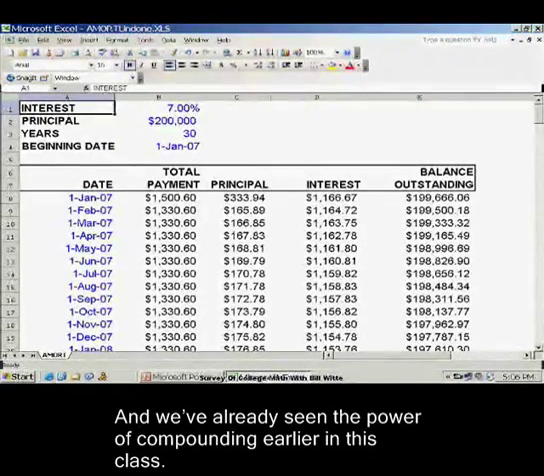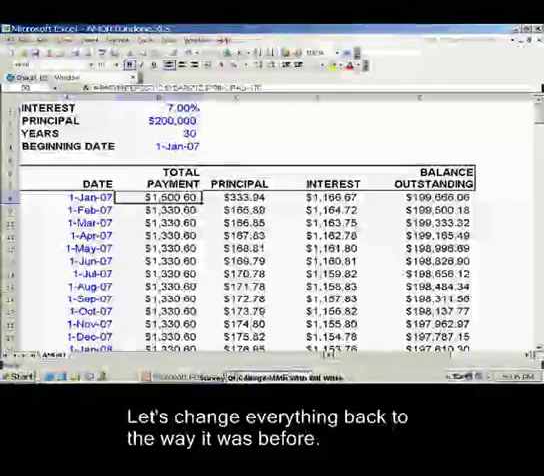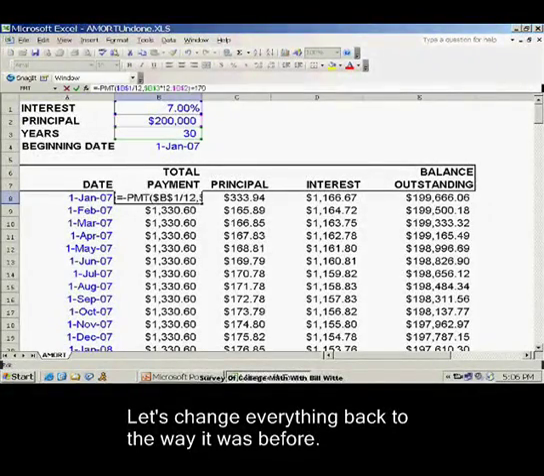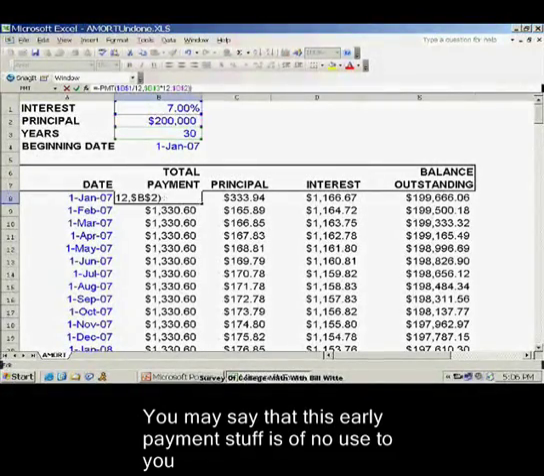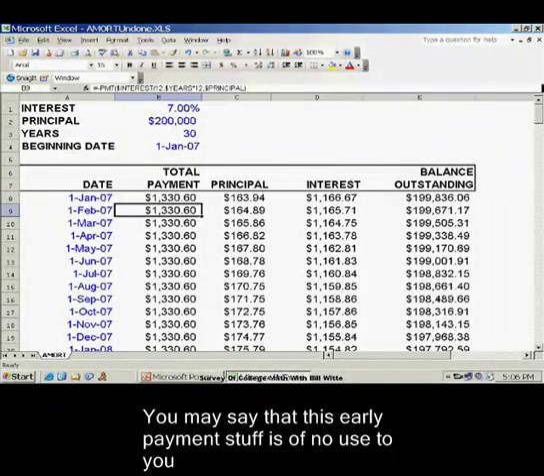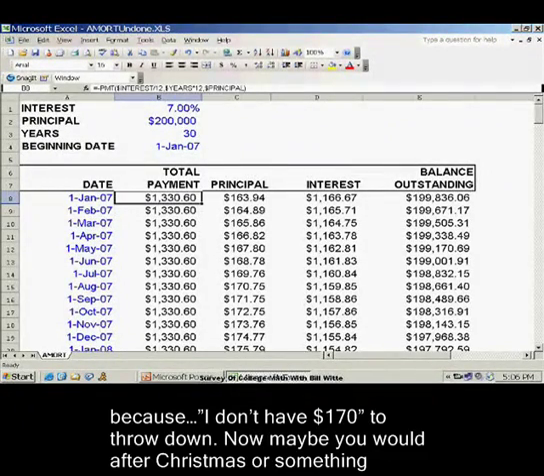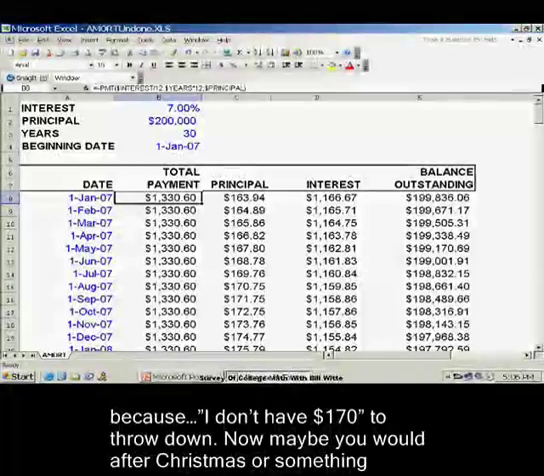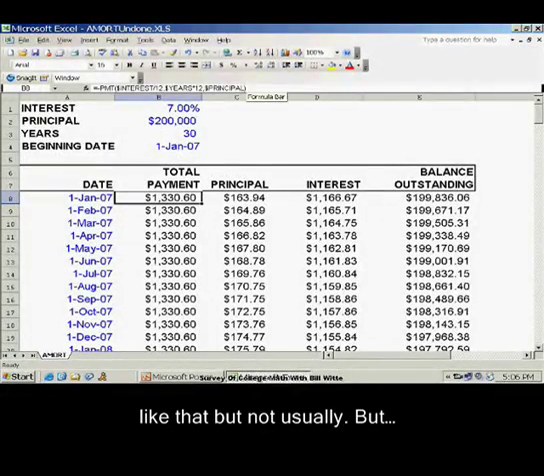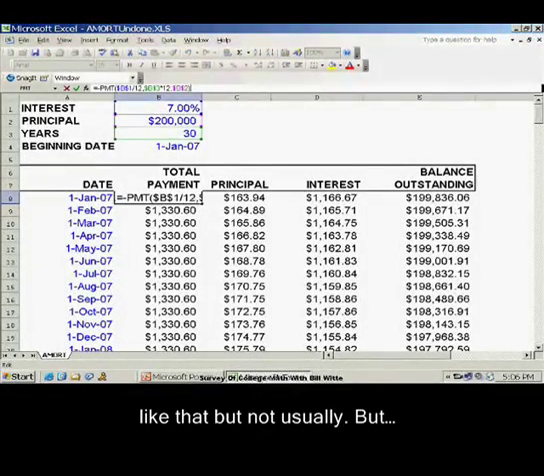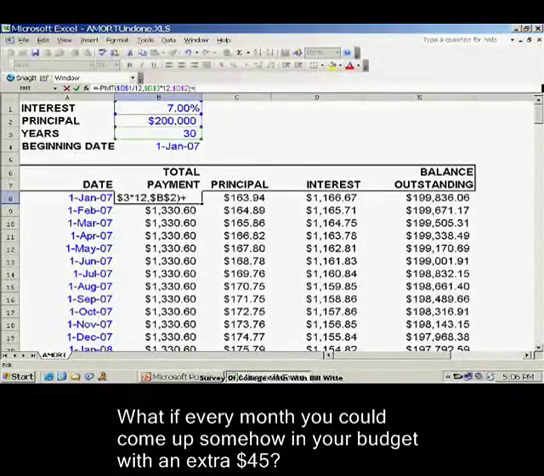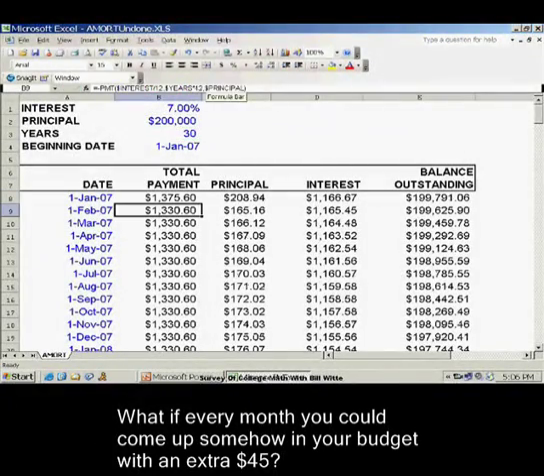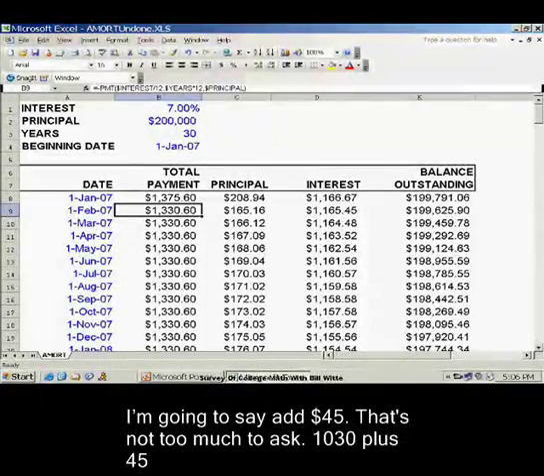Now let's change that back. And people say, well, I don't have $170. Maybe you do after Christmas or something like that. Okay? What if every month you could come up somehow in your budget with an extra $45? I'm going to say add $45. That's not too much to ask. Look, that's all. 1,330 plus 45.